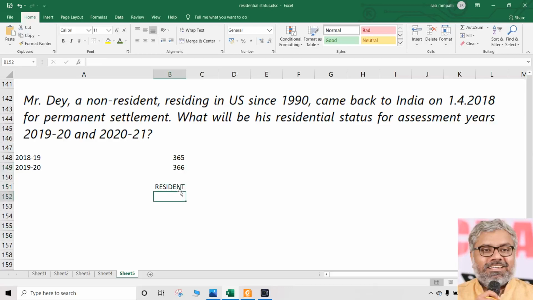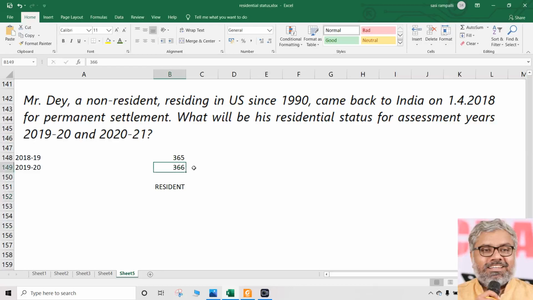But that is not the final answer. We should check whether he is ordinarily resident or not ordinarily resident. How can we know that? For that we need to check additional condition number 1. Was he resident in India for at least 2 years out of the 10 years immediately preceding the previous year?